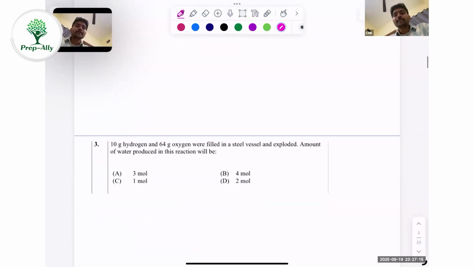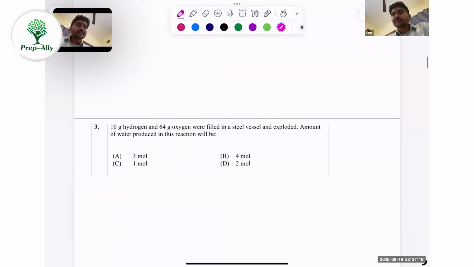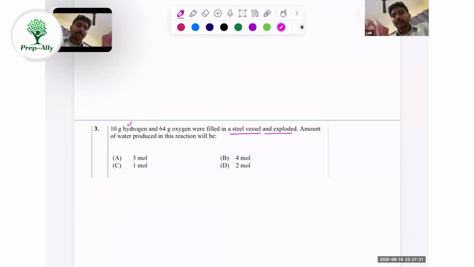Next, question number 3. 10 grams of hydrogen and 64 grams of oxygen were filled in a steel vessel and exploded. Amount of water produced in this reaction is. Now hydrogen is a gas which reacts violently whenever you are doing a combustion reaction, for example in presence of oxygen. So it exploded in a steel vessel. Now you need to find how much amount of water got formed with respect to moles.